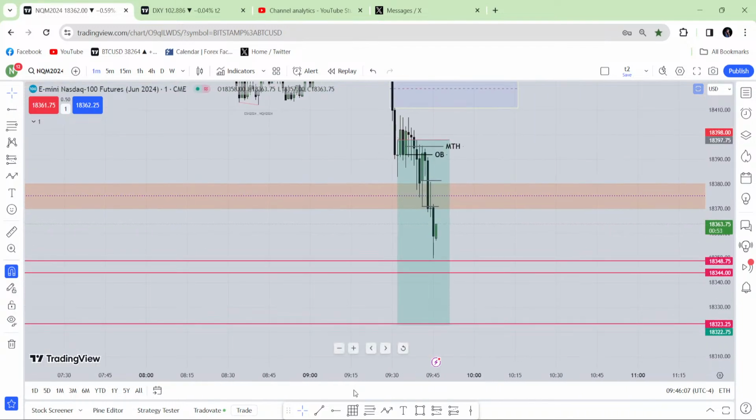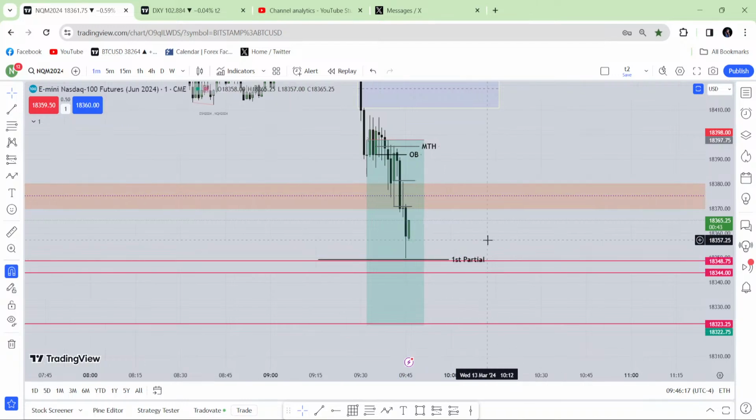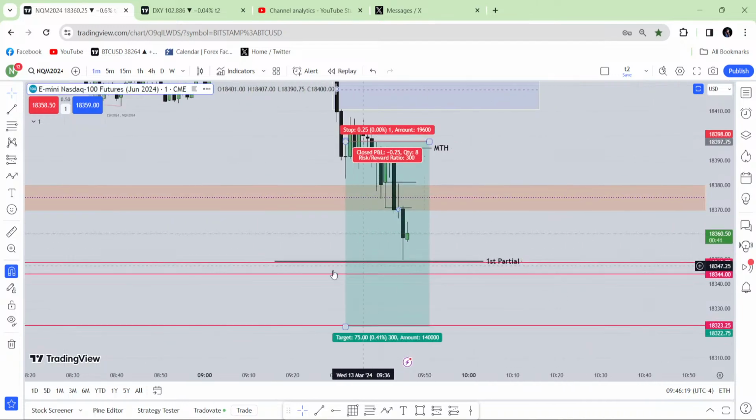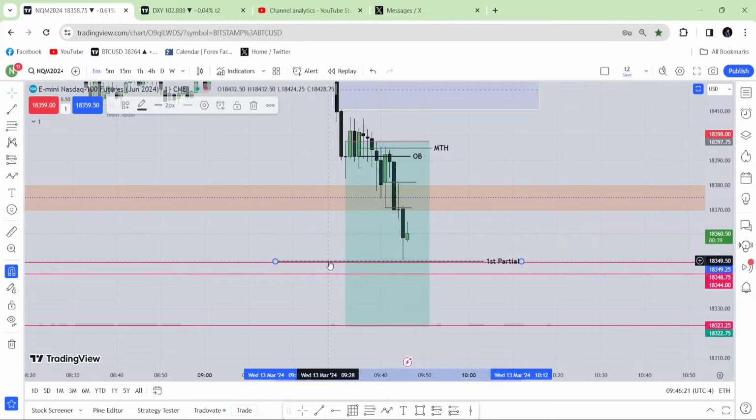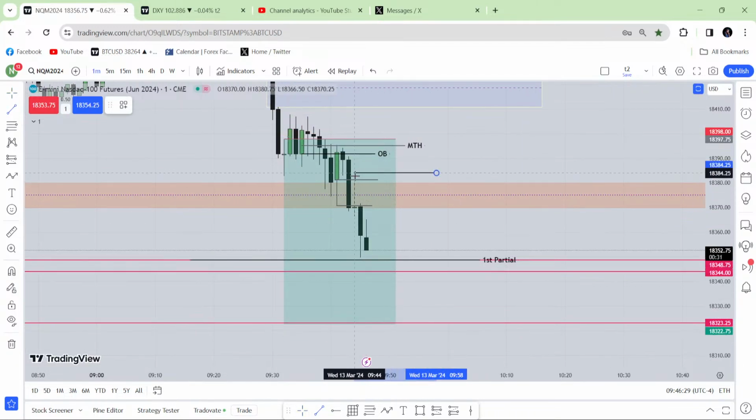So your first partial will be here. That has to be your first partial. So I think, in your opinion, you have already taken your first partial, or you are going to take your first partial here, and your stop loss will be here. That should be your stop loss.